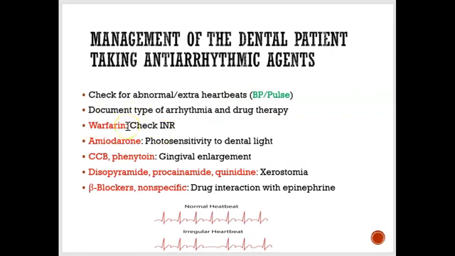There's something called warfarin, which I'll talk about in a bit. I'm just going to focus on the important drugs. There's something called calcium channel blockers, such as phenytoin, and there's something called beta blockers. Anytime we have someone who's got abnormal heartbeats or abnormal rhythms, if they're on antiarrhythmics, we need to check for their abnormal or extra heartbeats. To do that, we need to check their BP, and we also need to check their pulse. So again, anytime you have someone who has heart conditions, always monitor them before starting treatment, because if they're unstable, then we cannot treat them.